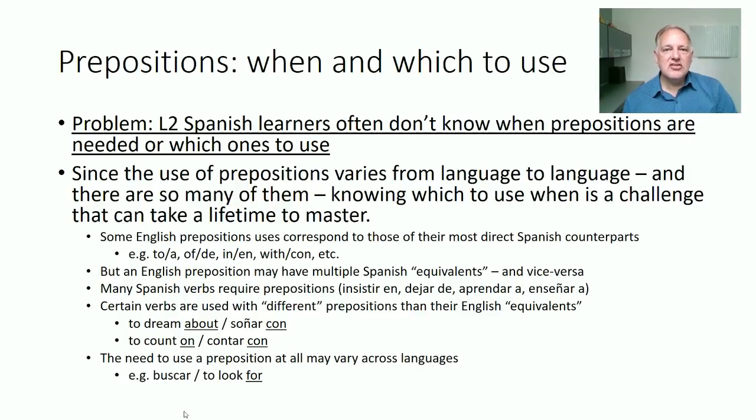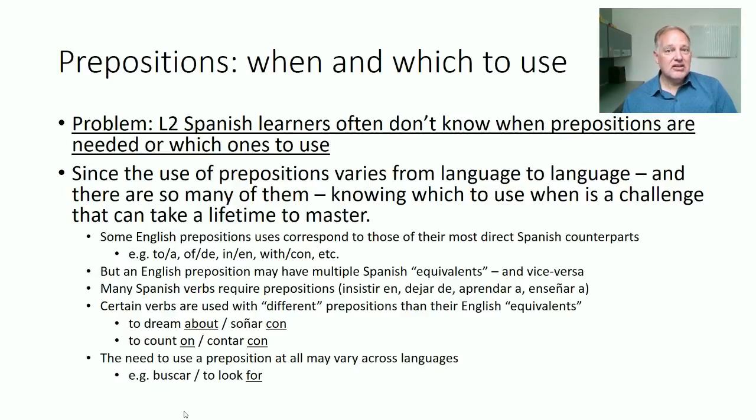It takes a preposition in Spanish as well, soñar con. But the prepositions don't match in our minds, right? About, we don't usually equate that with con, right? Or to count on, contar con. So the preposition might be different, even though both verbs require prepositions. And then sometimes one language will require a preposition where the other language doesn't, or vice versa.